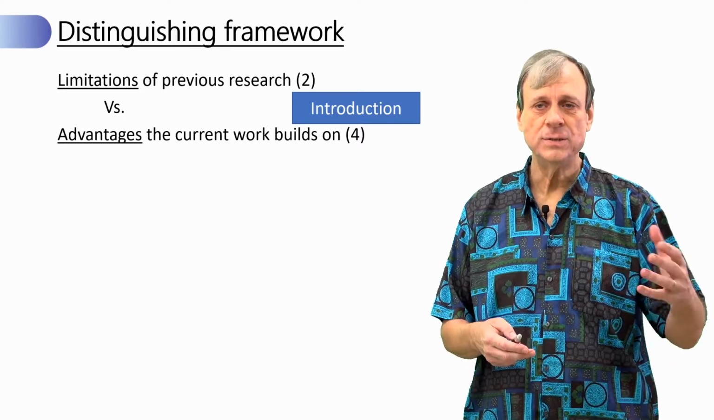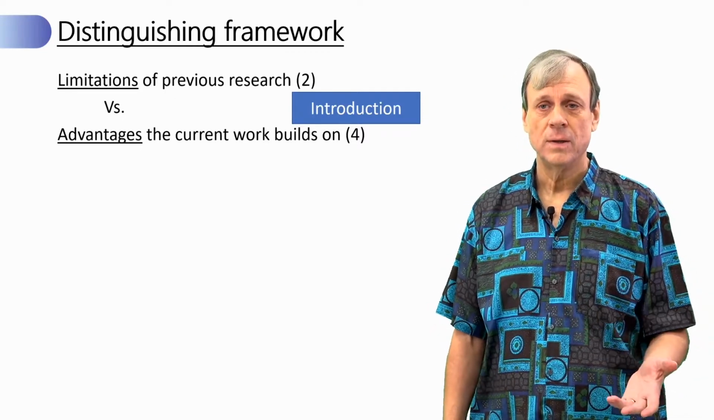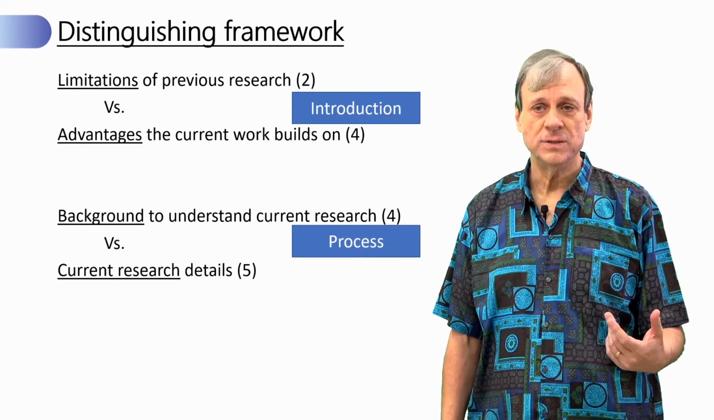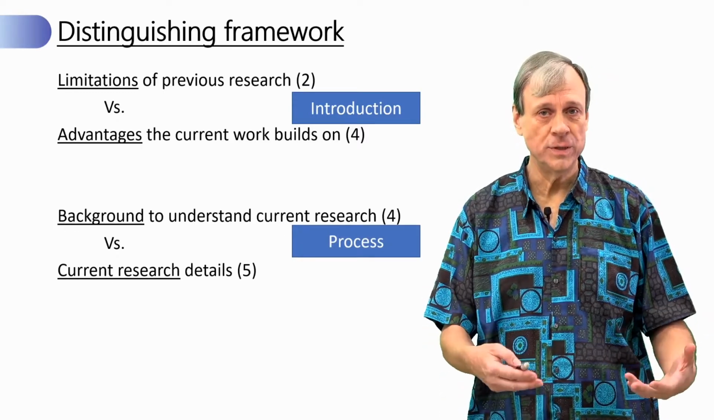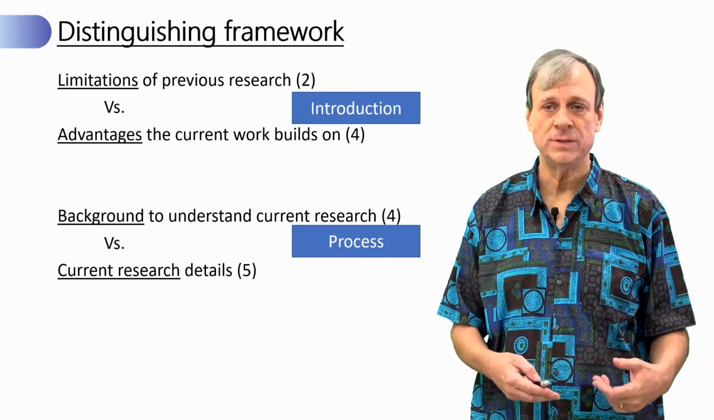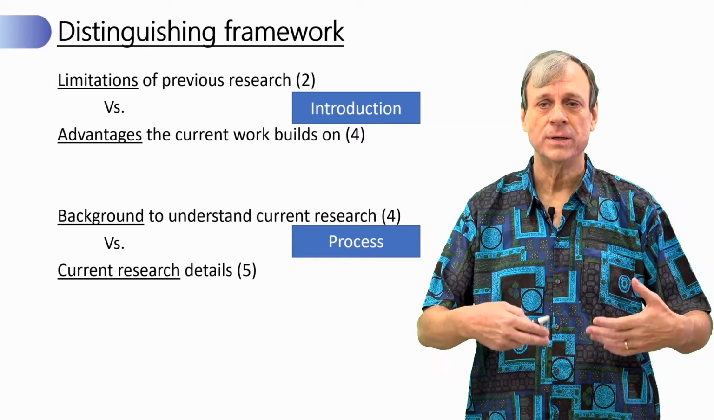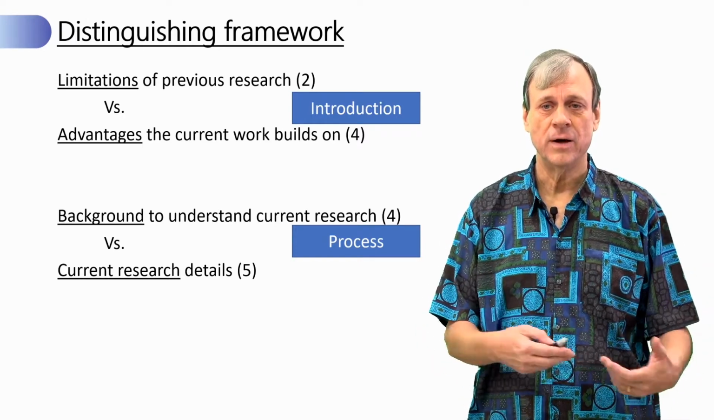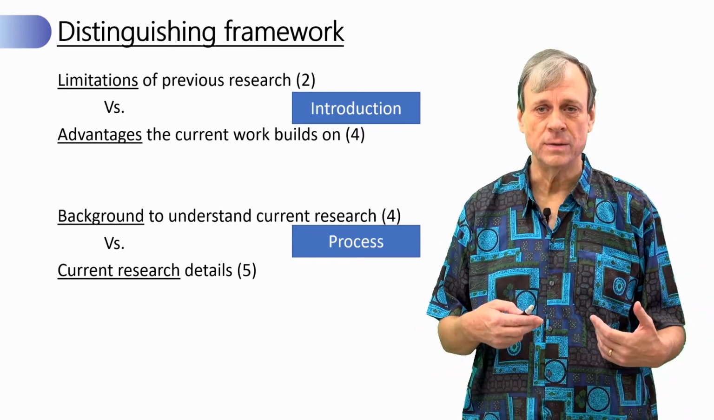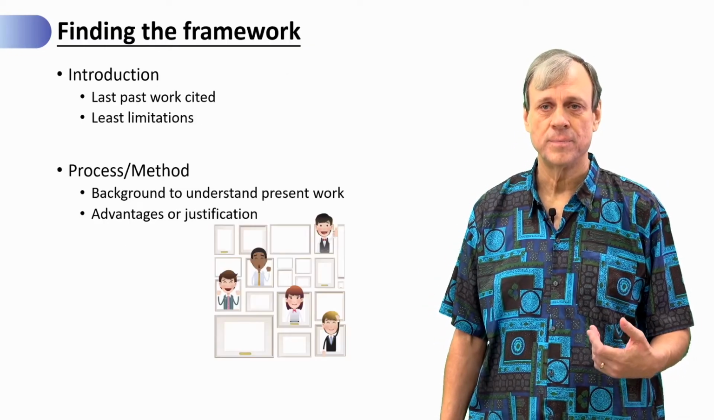The limitations are the need. The advantages are the framework. In the process division, similarly, you may find the current research, but you may also find the background necessary to understand that current research. Things that have been done before, but that you are building on. That's the foundation, the framework on which the current research details are built.